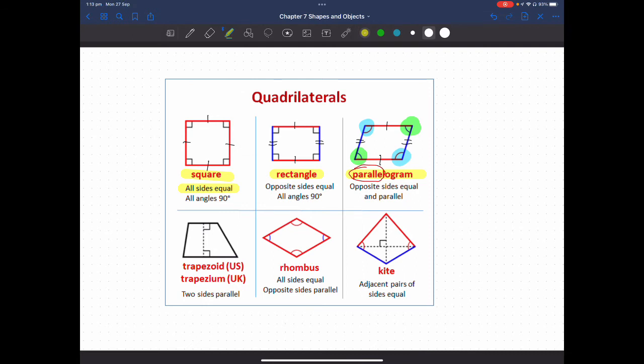The next shape is the trapezium. In America, they're called trapezoids. Be careful with the words there and do not be confused.